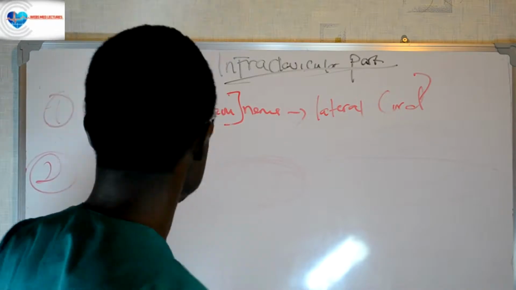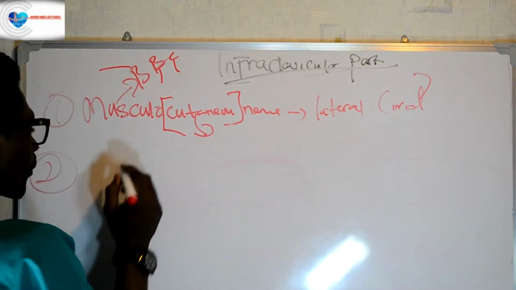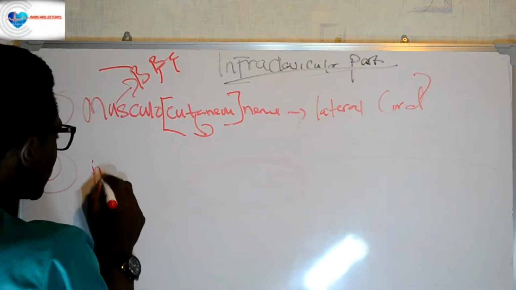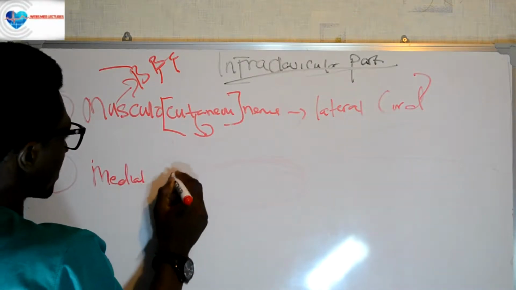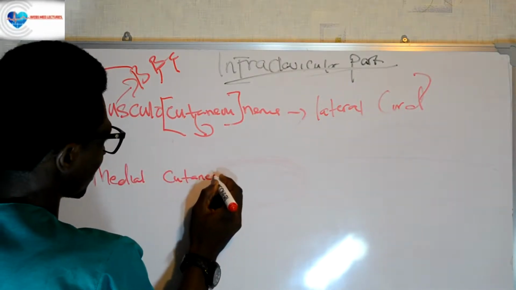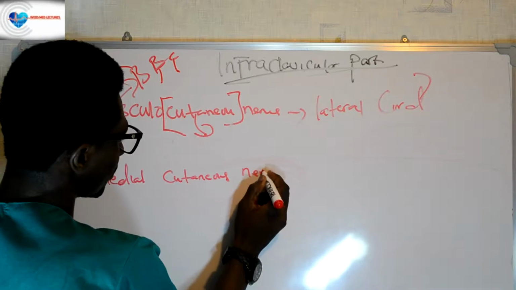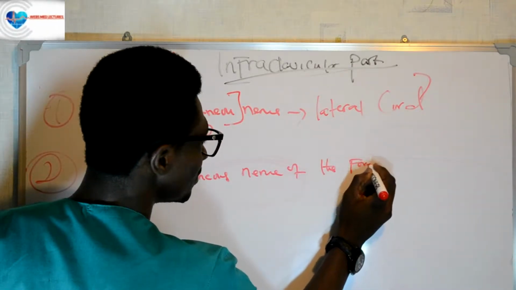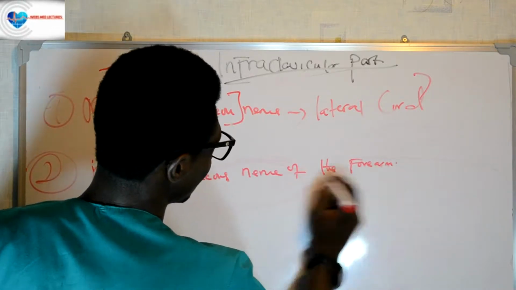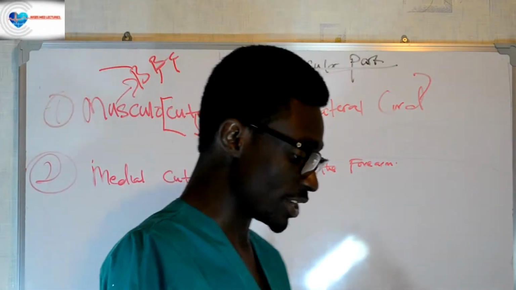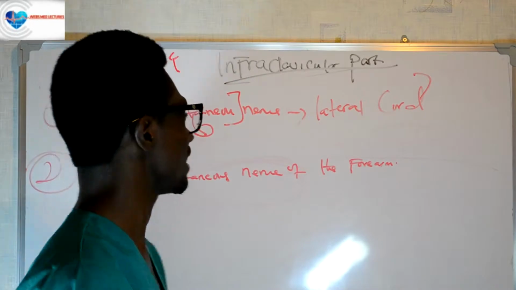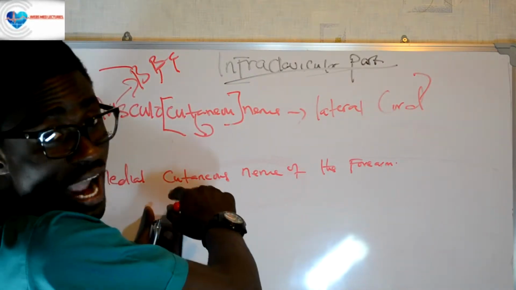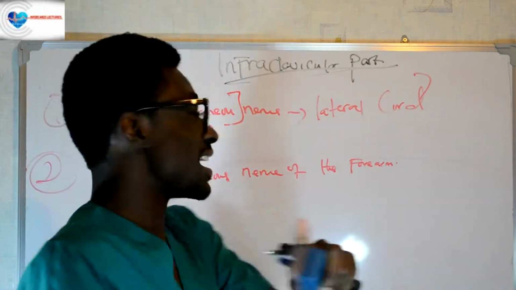The next nerve is called the medial cutaneous nerve of the forearm. Now that's something I want to point out here. It's really serious.